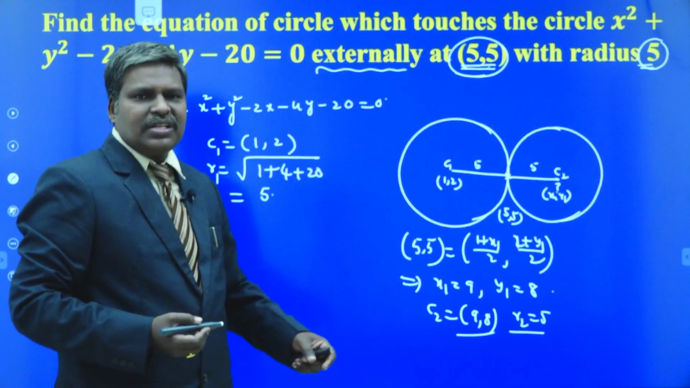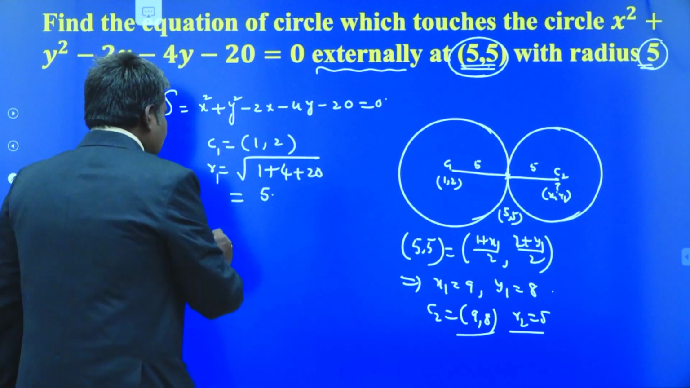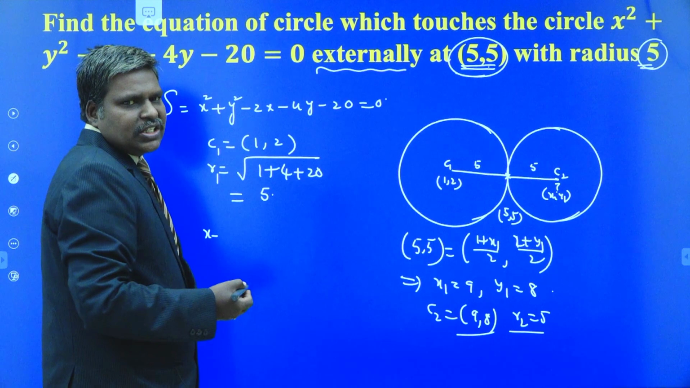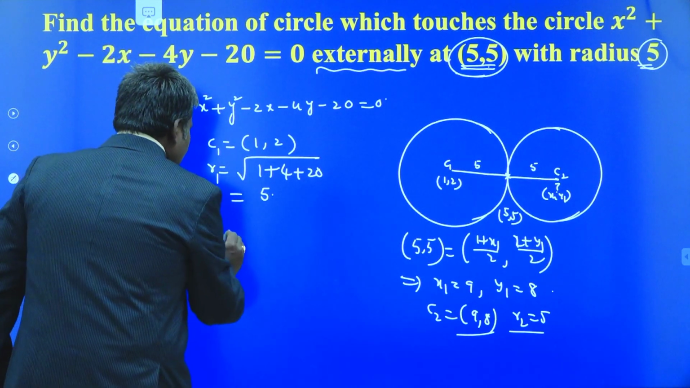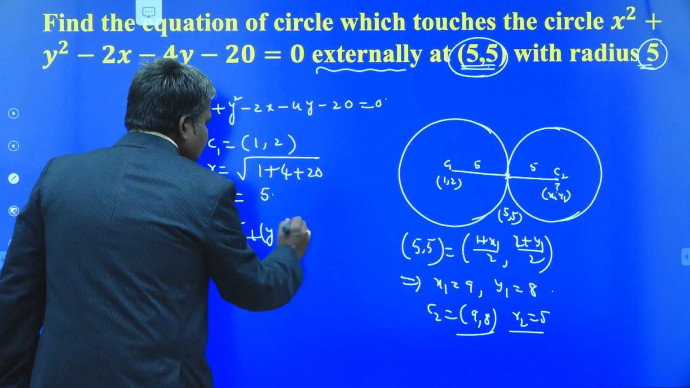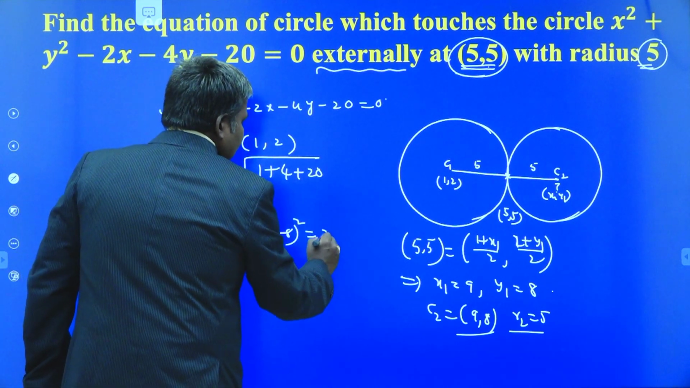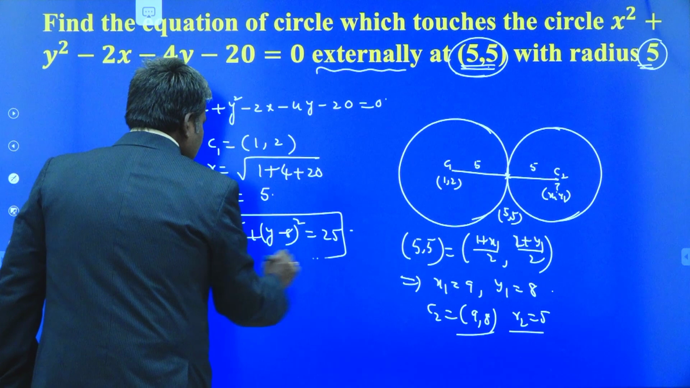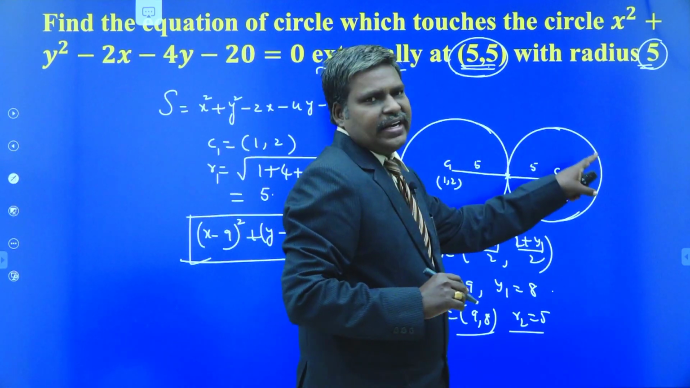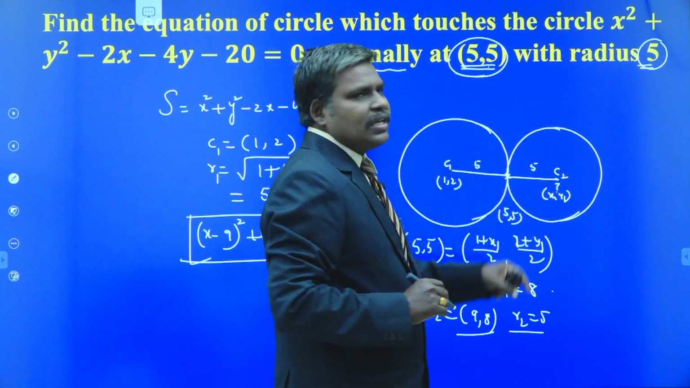Can I write the equation of circle or not? Immediately you can write the equation of circle by using the formula (x minus x1) whole square plus (y minus y1) whole square equal to r square. That is (x minus 9) whole square plus (y minus 8) whole square is equal to r square, that is 25. This is the required answer. So we have found the equation of circle of radius 5 units that touches externally the given circle.